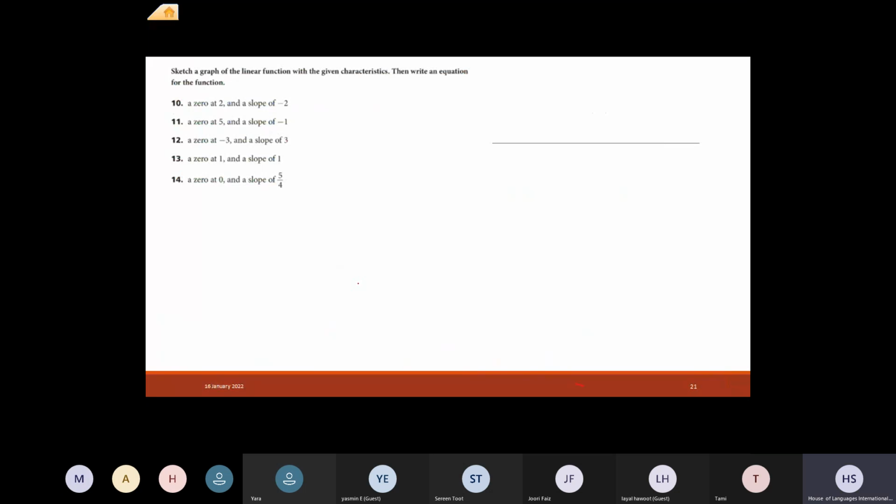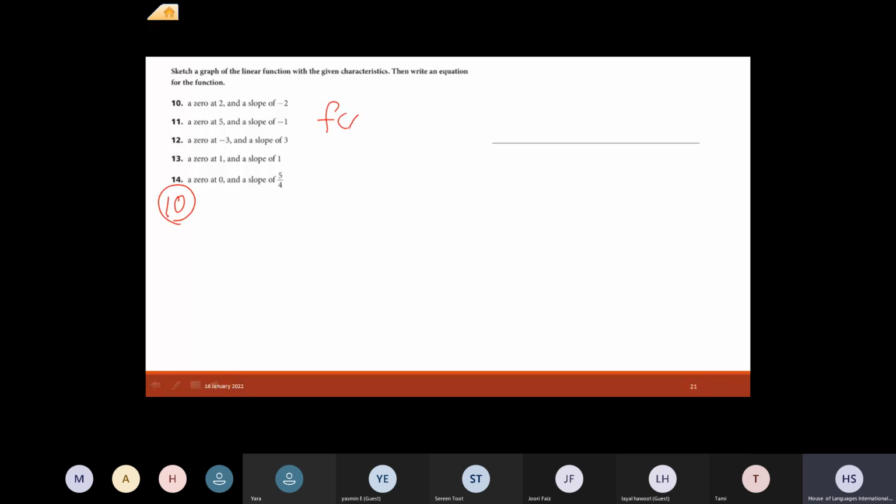Here in number 10, they ask you to sketch the graph. I don't want that. If you have these characteristics, I want you to write the equation of the function. If it has 0 at point 2, and the slope is negative 2, I want to write the function. It's not the y-intercept. It's the 0.